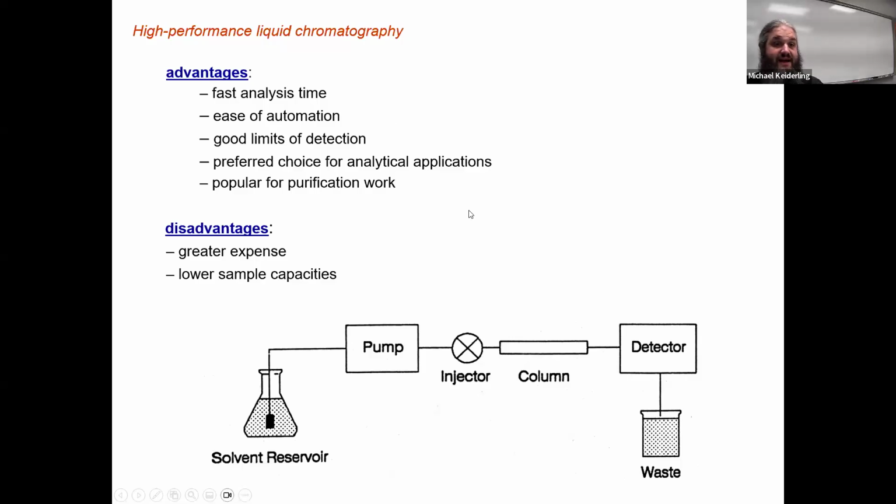So it has a fast analysis time. It's easy to automate. It has good limits of detection. It's the preferred choice for analytical applications. It's also popular for purification work. The biggest disadvantage is it's expensive, and the sample capacities are a lot lower.